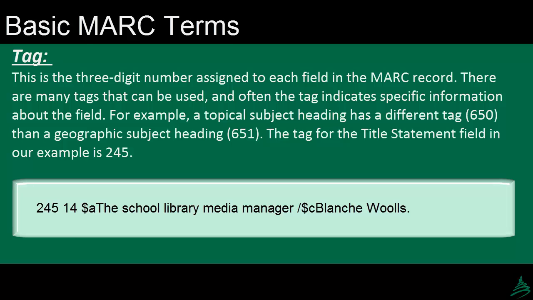So if you're looking at a 1XX field, you'll have a 100 tag for an author. You'll have a 110 tag for a corporate body. In the 6XX fields, the topical subject headings will have a 650. The geographical subject headings have a 651. So you see at the bottom of our screen here, we have a tag in our 2XX for the title statement, and that tag is a 245. And that indicates that the title of this book is The School Library Media Manager. That's your 245.